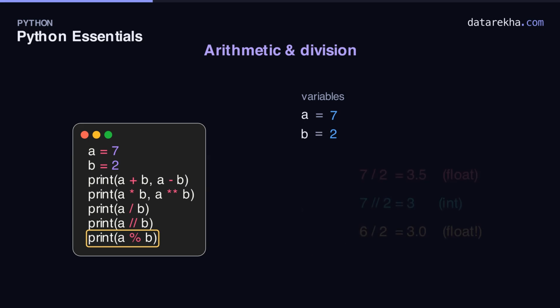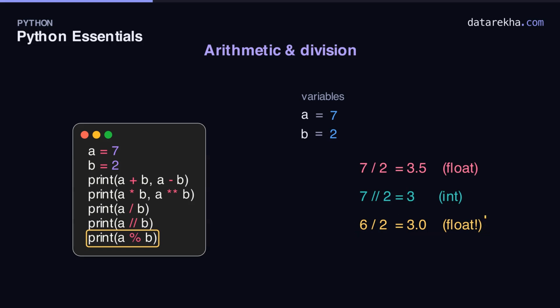Hold these two apart. Slash gives a float. Double slash gives a whole number. And even 6 divided by 2 returns 3.0, a float. That surprises people every time.